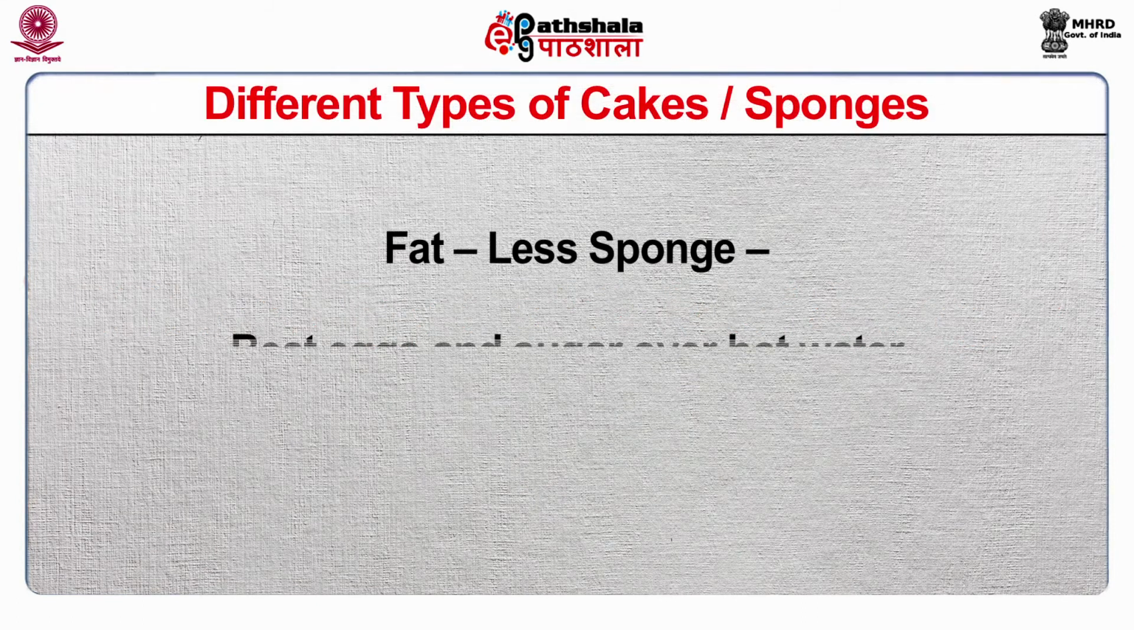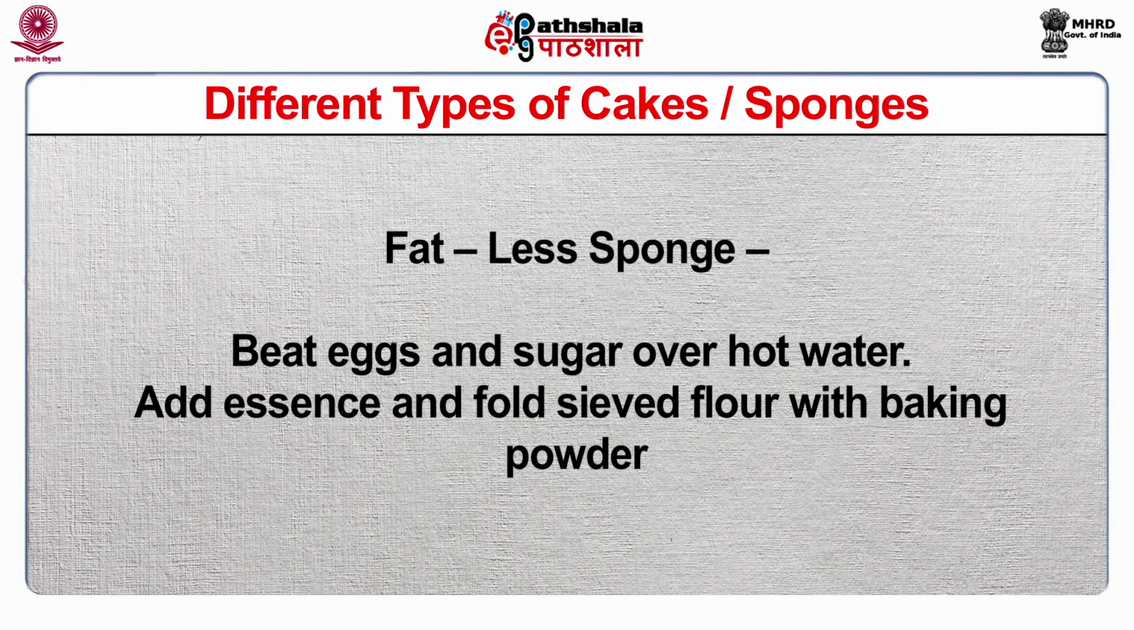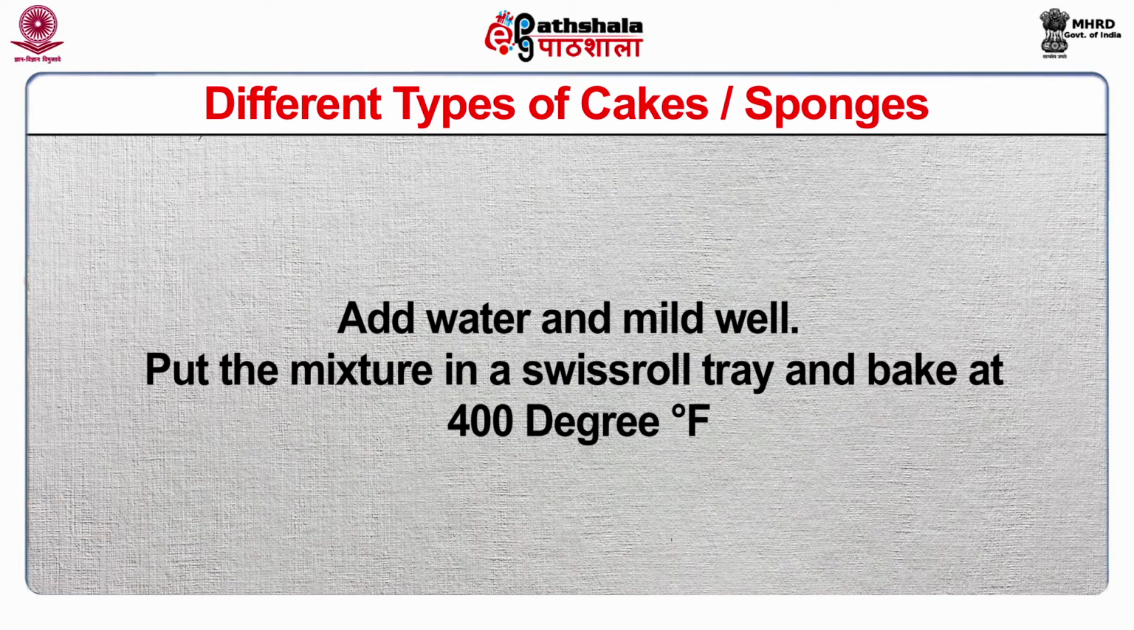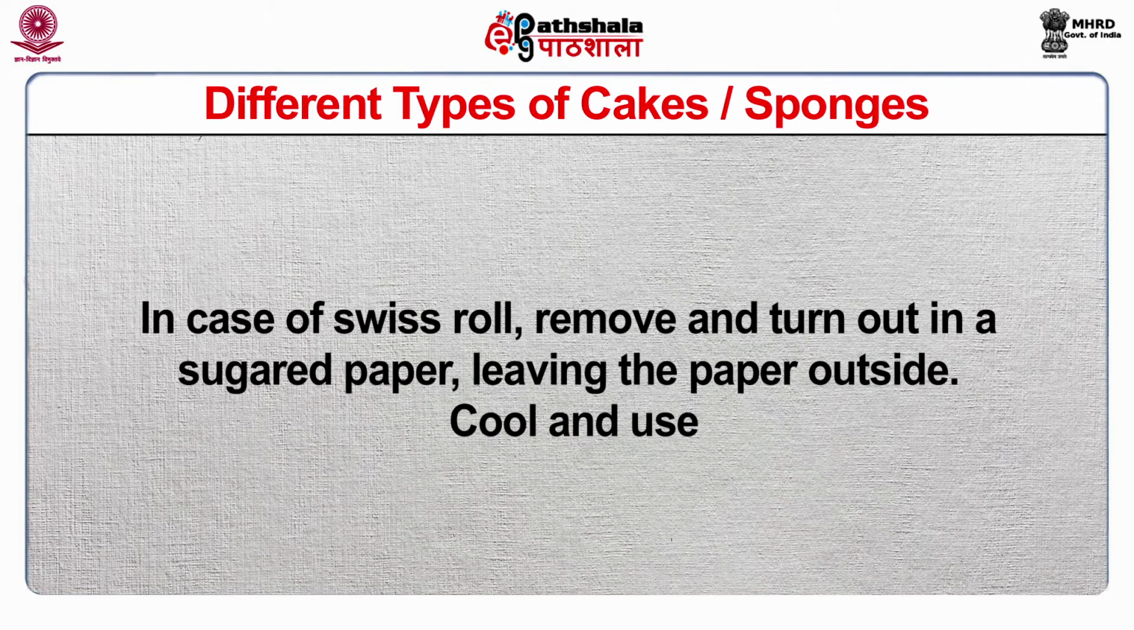The method used for fatless sponge: beat eggs and sugar over hot water, add essence and fold in, sieve flour with baking powder, add water and mix well. Put the mixture in a Swiss roll tray and bake at 400 Fahrenheit. In case of Swiss rolls, remove and turn out onto sugared paper, leaving the paper outside, cool and use.